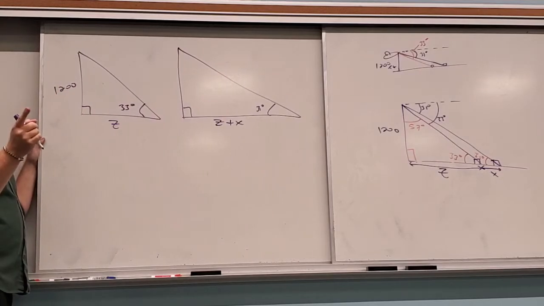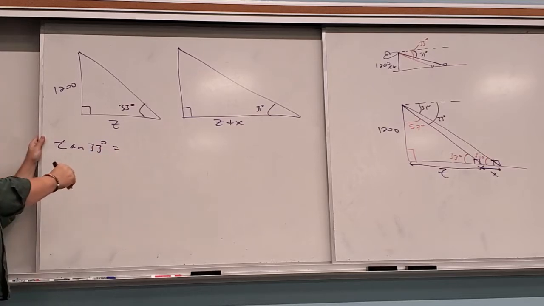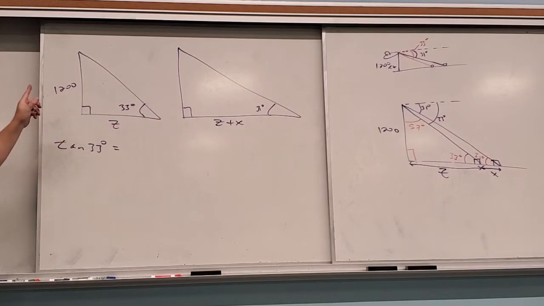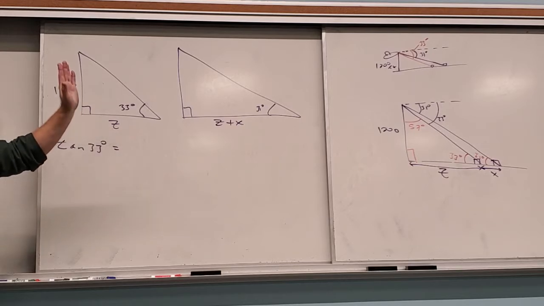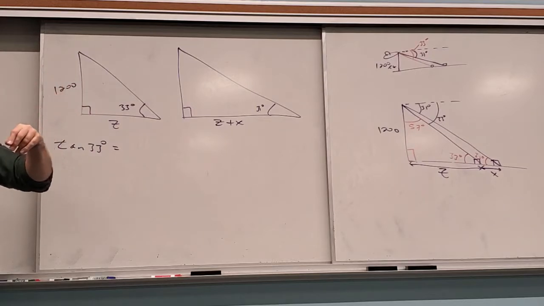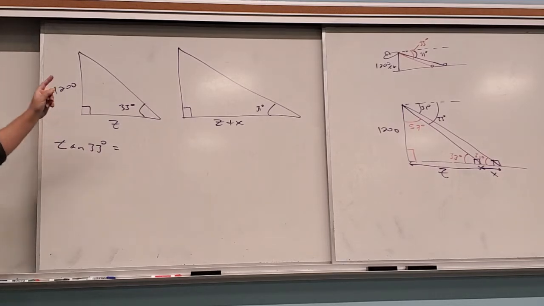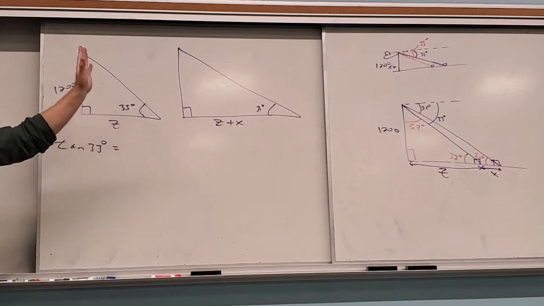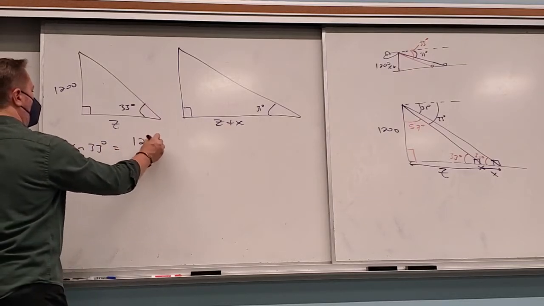Tangent, cool. So what's the tangent of 33 degrees? Don't tell me the decimal, I don't care. From the picture, what's the tangent? 1200 over z, right? Is that cool? Once you get the right triangle drawn, some of you still don't quite know which trig function to use. Only use the trig function that relates what you know and what you want to know. I know this, I want to know this, tangent. Don't care about the hypotenuse. So this equals 1200 over z.